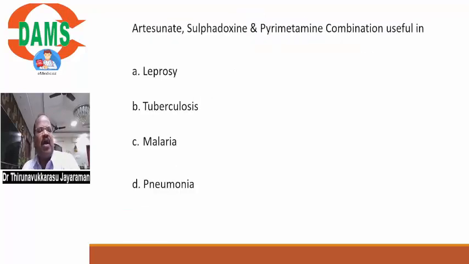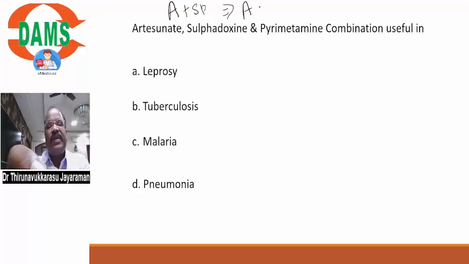Next, artemether plus sulfadoxine pyrimethamine. It is called ACT, artemisinin combination therapy. It is useful for treatment of malaria.